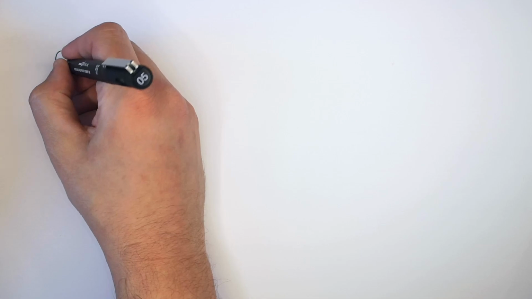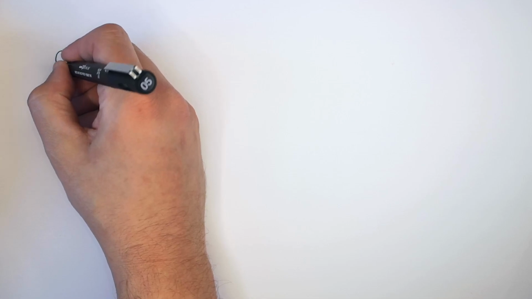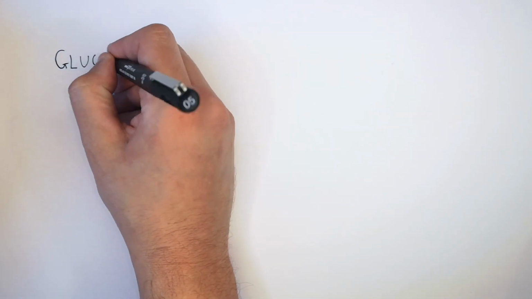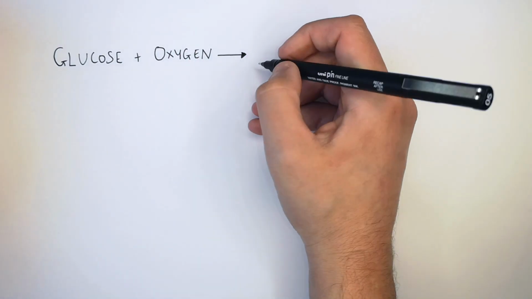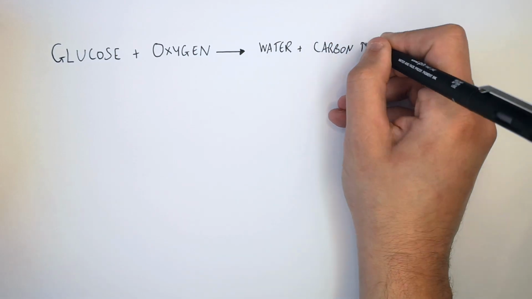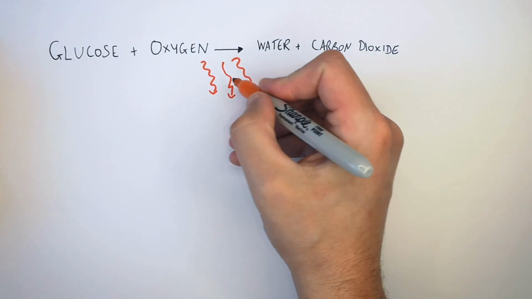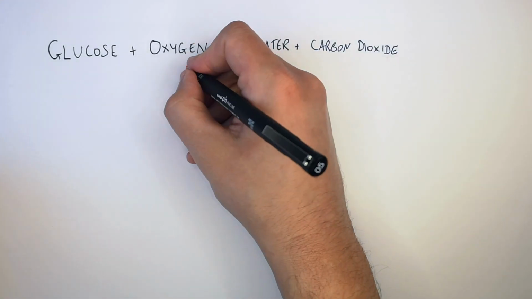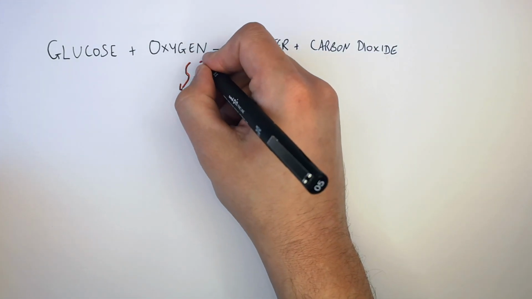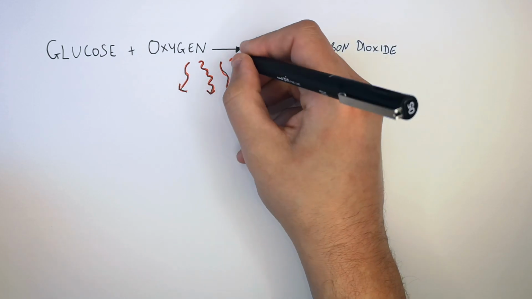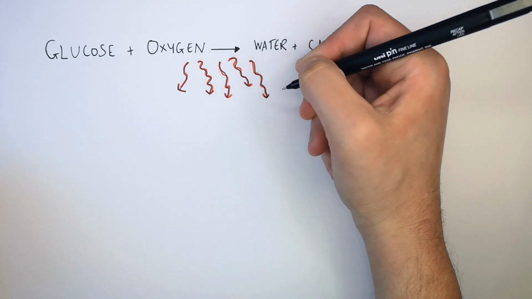Aerobic respiration is a process that happens in mitochondria in cells, whereby glucose and oxygen react to form water and carbon dioxide. During this process, energy is released from the mitochondria. This is because it is an exothermic reaction. So there is a release of energy from the mitochondria during aerobic respiration.